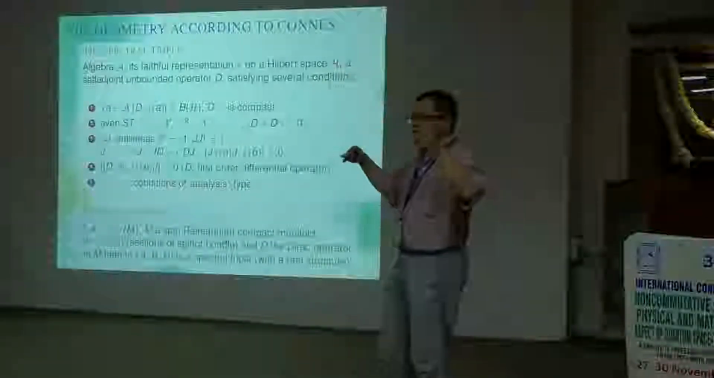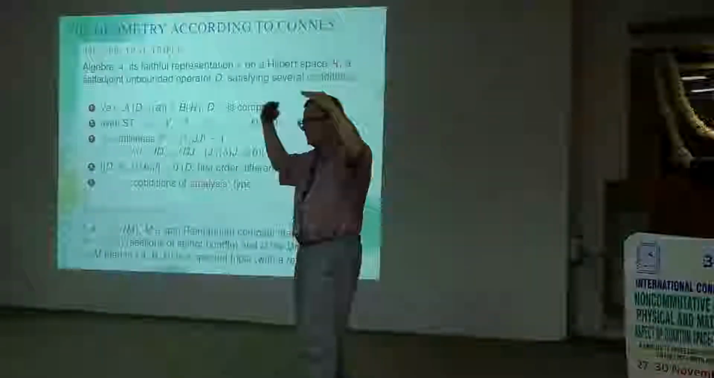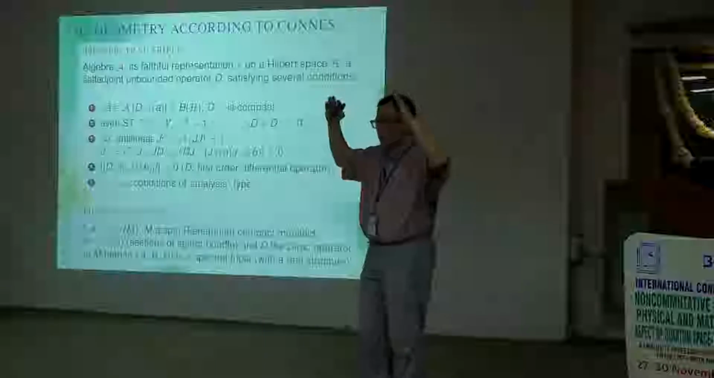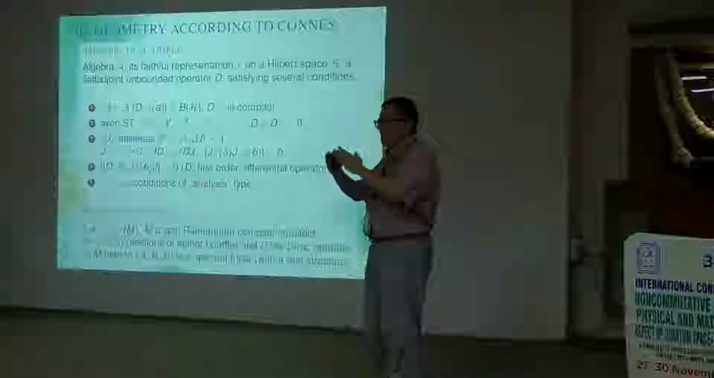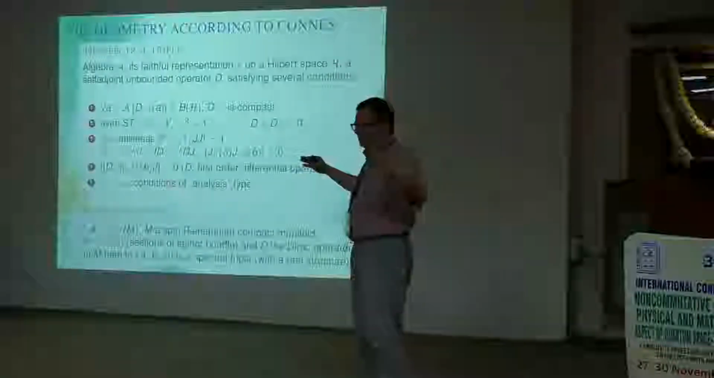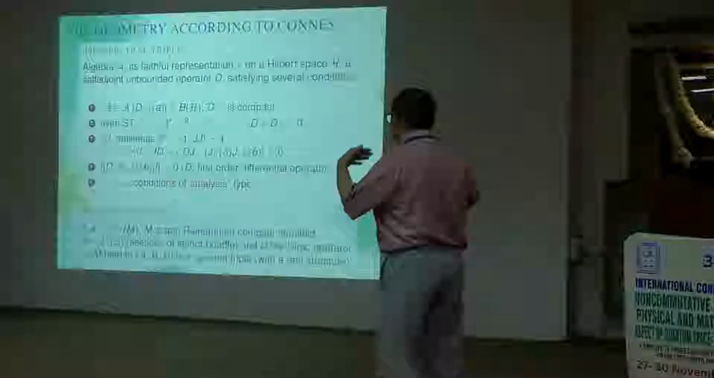Okay, there are more conditions. If you read about spectral triples, there are more and more conditions, which make sense, and basically their way of thinking is to adapt everything as much as possible to the classical case. Sometimes it's possible, sometimes not, but that was the attempt.